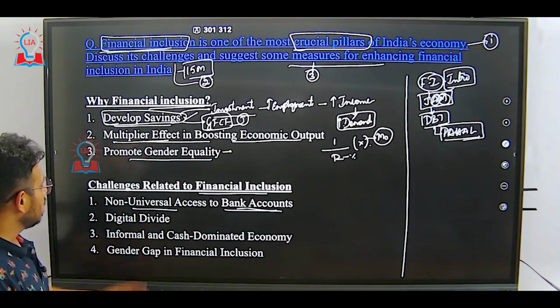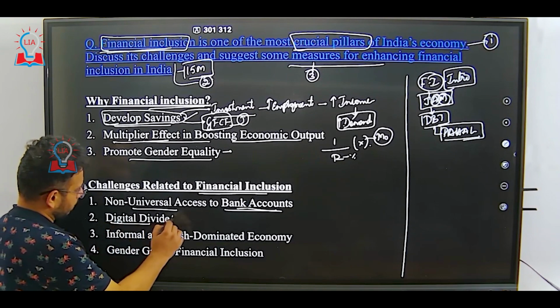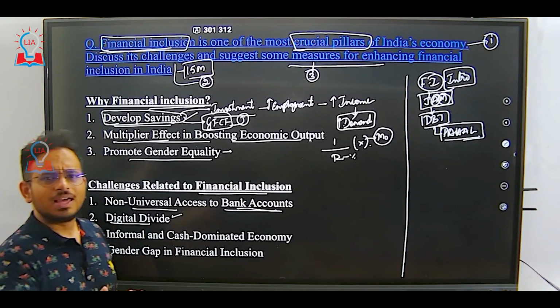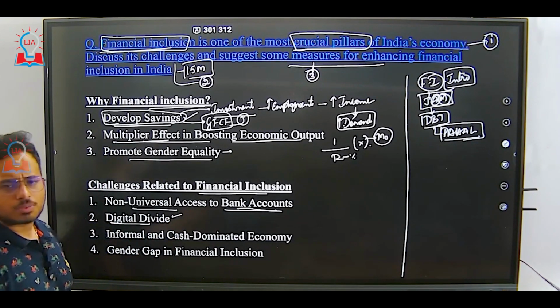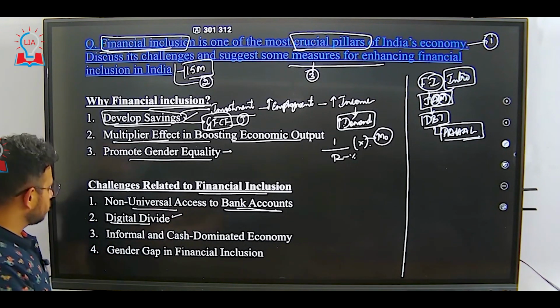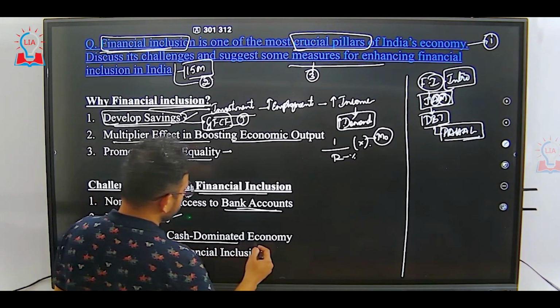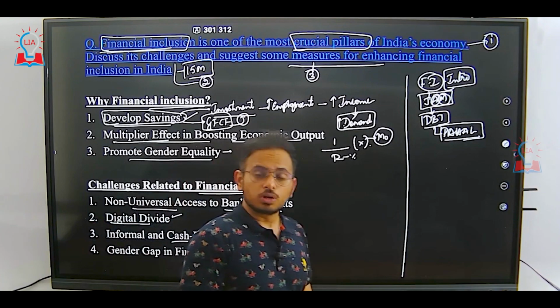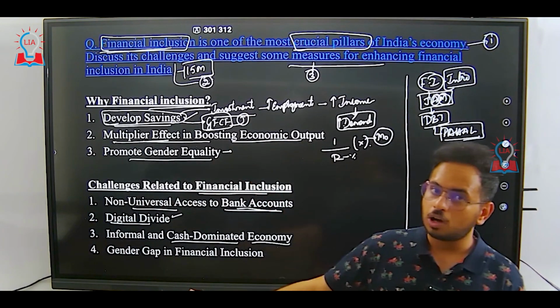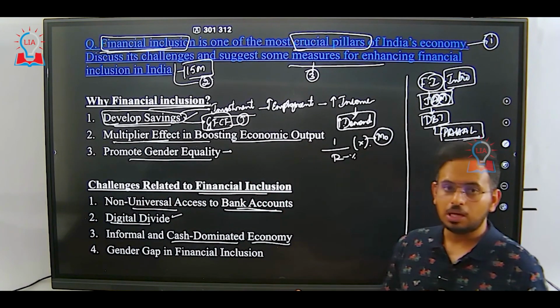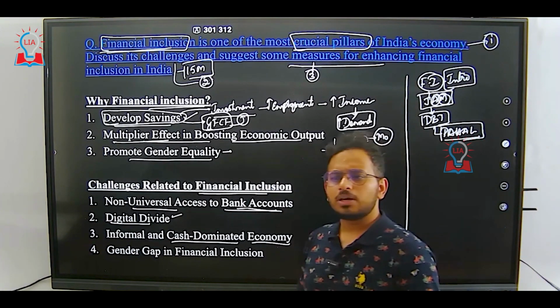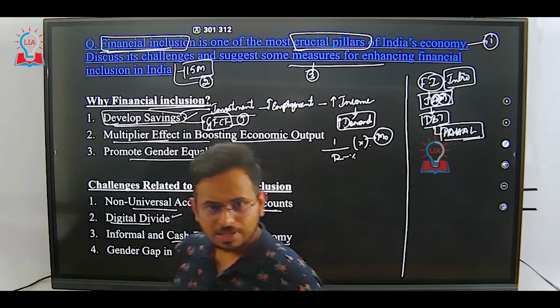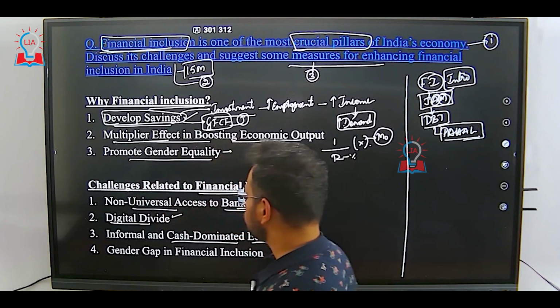Digital divide. There's a huge digital divide with respect to literacy. We're talking about accessibility to smartphones, financial knowledge, and the informal, cash-dominated economy. Most of the rural areas are dominated by the informal and cash-dominated economy. In the urban areas, we have UPI and digital payments happening, but it's not the case with the rural population.